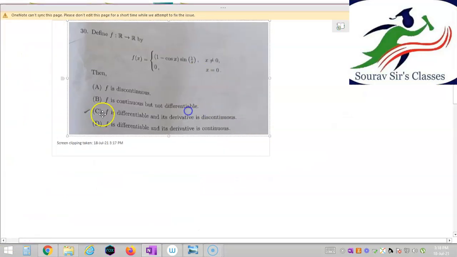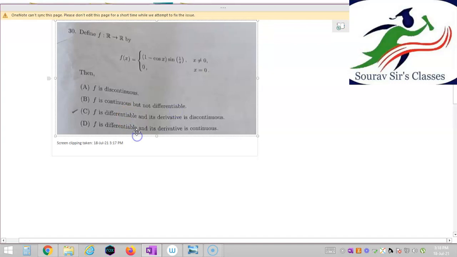So today we are going to solve the questions of BMath 2021. Okay, so the question number 30 says that if f: R to R is a function defined by f(x) is equal to 1 minus cos x into sin 1 by x. So I'm writing this f(x).